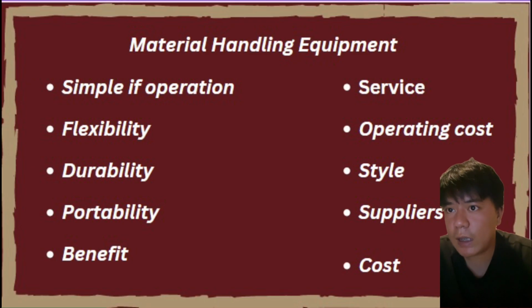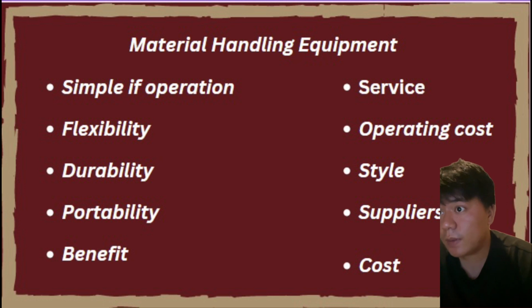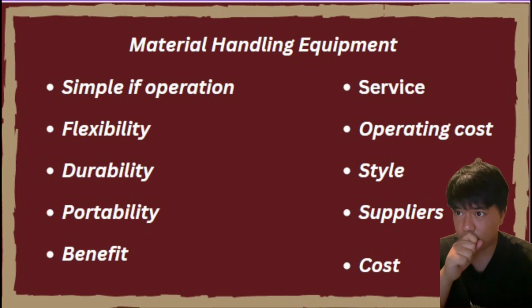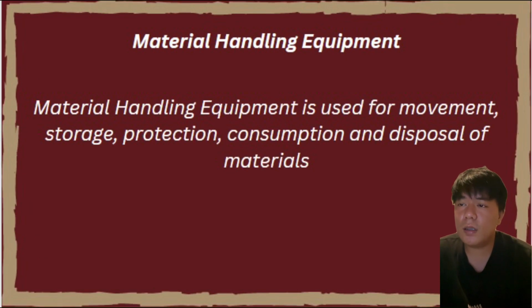Then for our materials handling equipment, we have 10 categories. So first is simplicity of operation, flexibility, durability, portability, benefits, service, and next is operating cost and style, and the next is suppliers, and lastly cost. Materials handling equipment is used for movement, storage, protection, consumption, and disposal of materials.